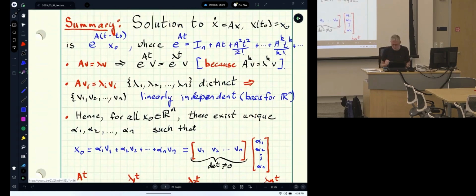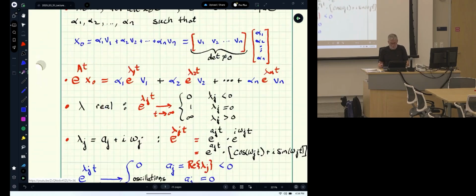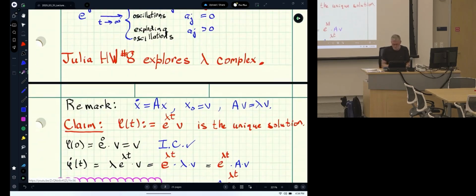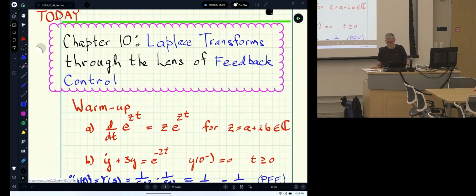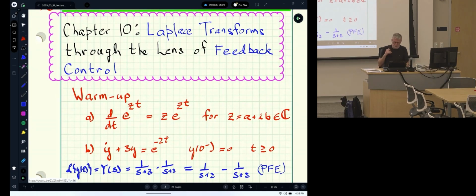It's already a lot for you to be understanding what's happening with the exponential of a matrix and real eigenvalues and eigenvectors. So homework 8 will explore slowly and systematically what happens for the complex eigenvalues and eigenvectors. So today we're going to work on the Laplace transform. We won't get to feedback control until maybe second half of next week.